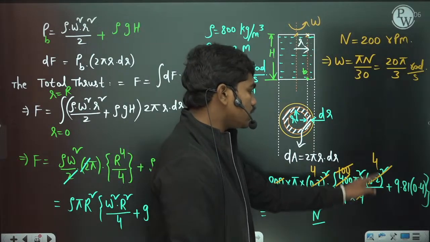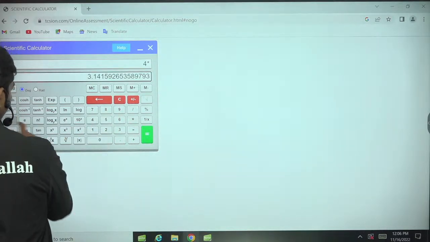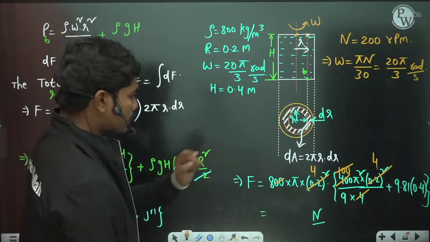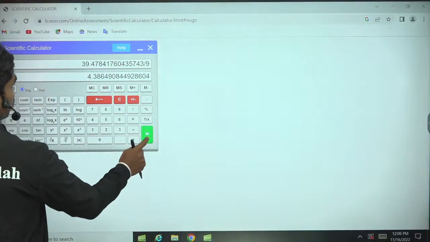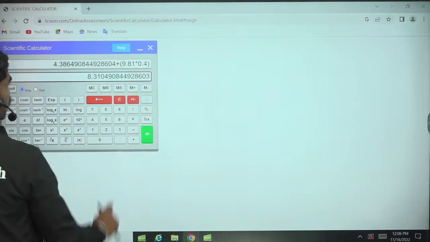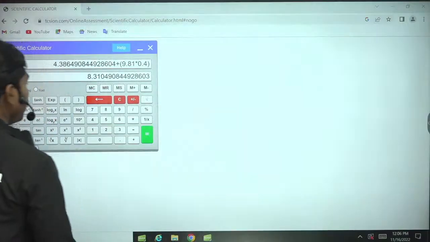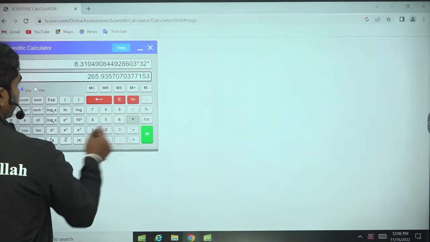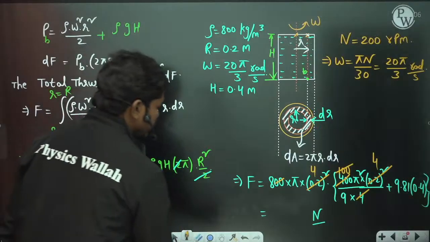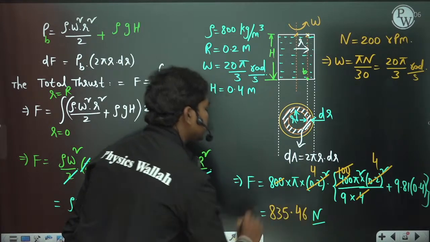So first let us calculate this. 4 into pi square by 9, plus 9.81 into 0.4. If you do this, we get 8.3104. So multiply it with 32 into pi. If you do this, we get 835.46 newtons.